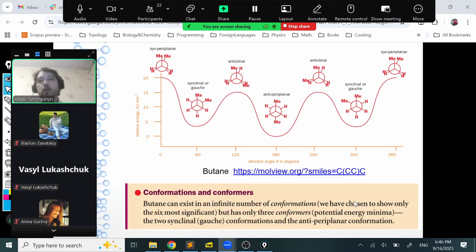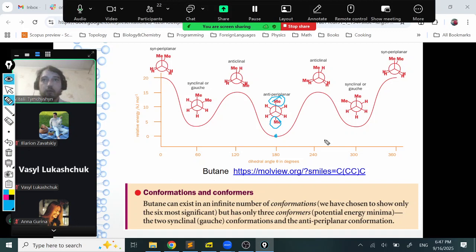But there are only 3 conformers that realize some sort of potential energy minima. 2 are so-called synclinal gauche conformations and the anti-periplanar conformation. You might probably guess that if we have 2 methyl groups, they are quite large, they are repelling each other, and they would like to be on the opposite sides of the molecule, or let's say as far as possible. So that shouldn't be a surprise that exactly this conformation has the lowest energy.